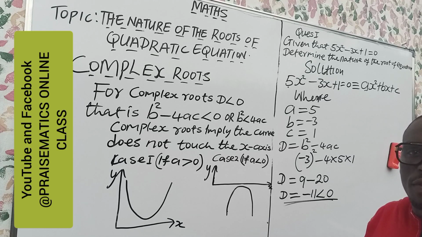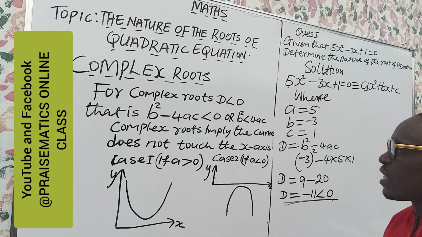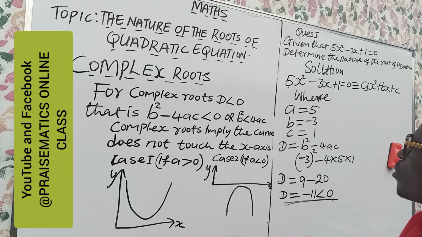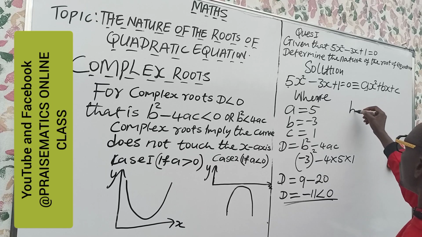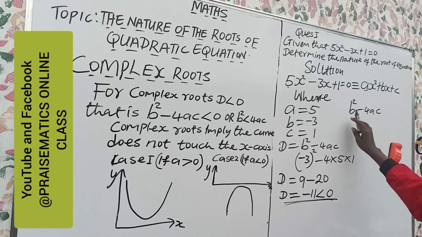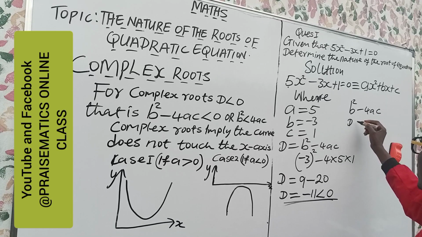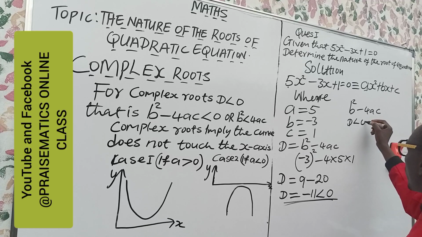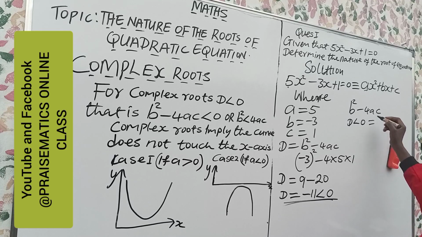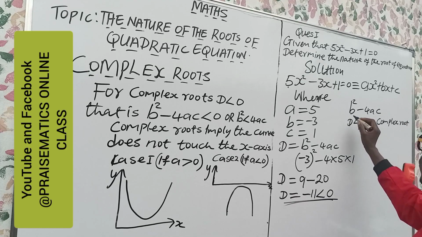So that is how to solve it. Whenever you see any quadratic equation, solve it using the discriminant, b squared minus 4ac. If after solving you get that your d is less than 0, the root of that equation is complex.